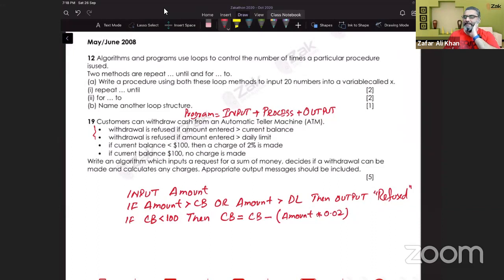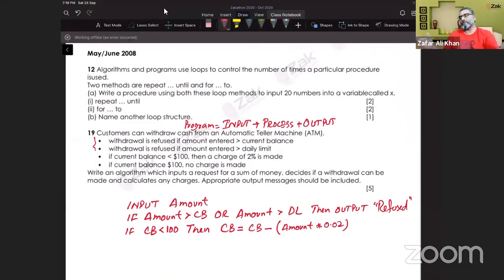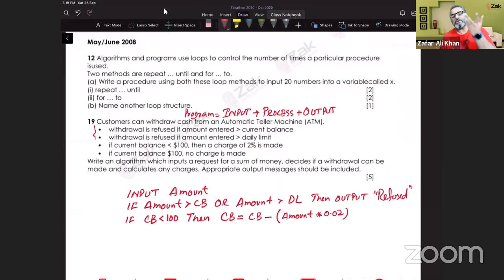Okay, then it says if current balance is 100, no charge is made. You don't have to write anything for it. If it is less than 100, a charge is already made. Now what you have to do at the end? You will have to output the amount. But before you output the amount, you have to deduct the amount from the current balance as well. Current balance is equal to current balance minus amount. So that's it. This is the question.